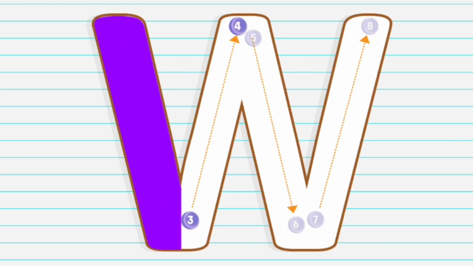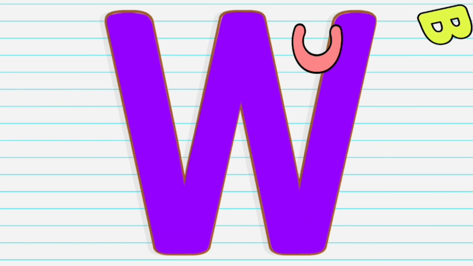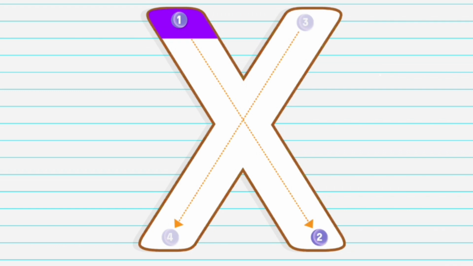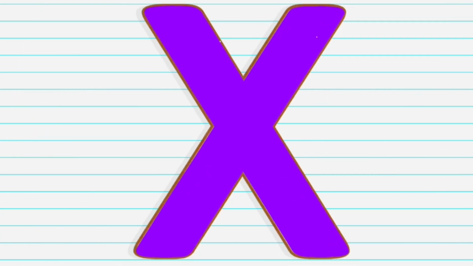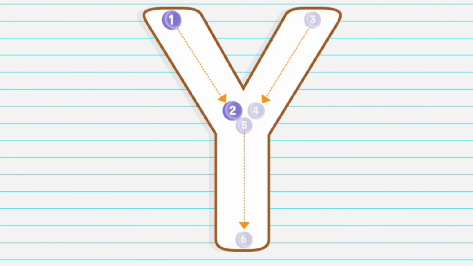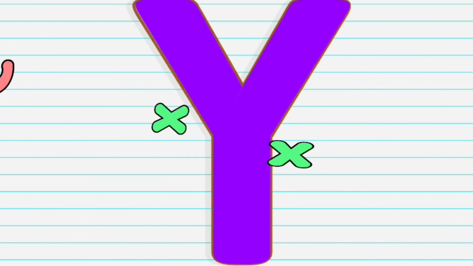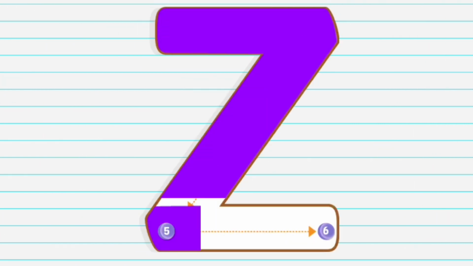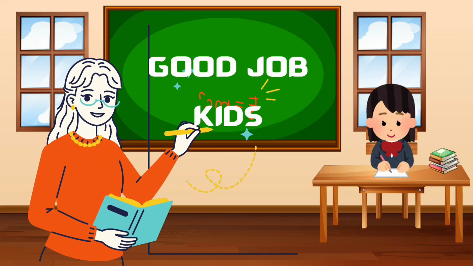W. Let's write W. This is W. X. Let's write X. This is X. Y. Let's write Y. This is Y. Z. Let's write Z. This is Z. Yay! You did it!